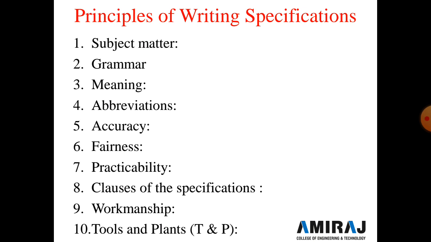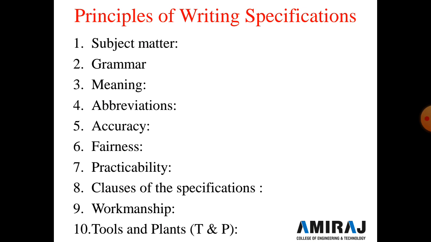Sixth important point is fairness. The specification should be fair, and they should not be framed in such a way as to throw all the risk on the shoulders of the contractor. Also all likely difficulties, hazards, etc. should be specified in a specification so as to give a clear picture of the work to the contractor.